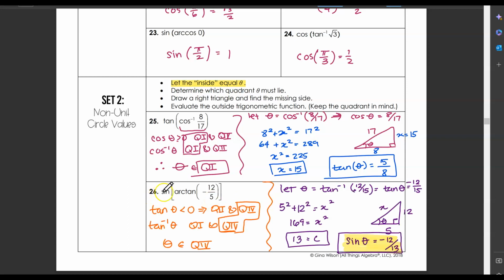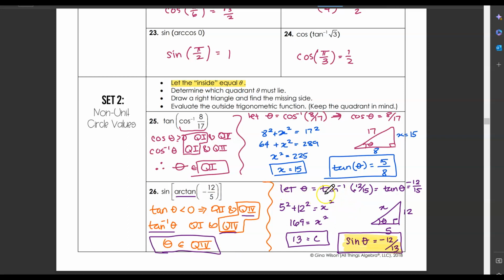Looking at number 26, we have sine of arctangent of negative 12 over 5. So let's start off here looking at the arctangent. So we know that tangent theta is less than 0 or is negative in quadrants 2 and 4. And we know that arctangent or tangent inverse is only defined in quadrant 1 and quadrant 4. So the overlap is happening here in quadrant 4. So this tells us that our theta is going to be located in this quadrant 4 here.